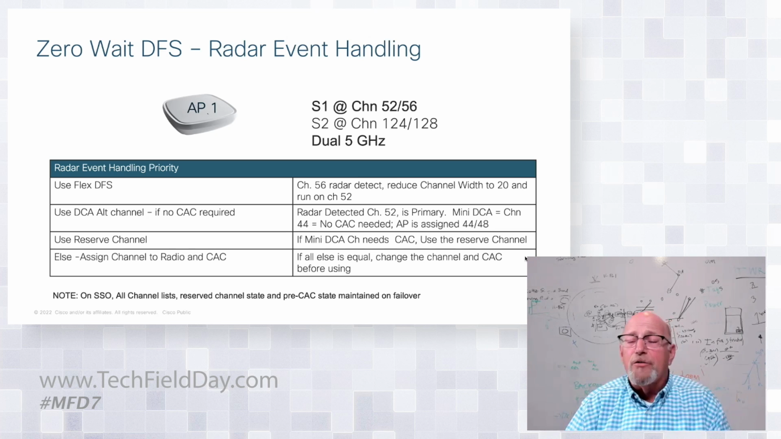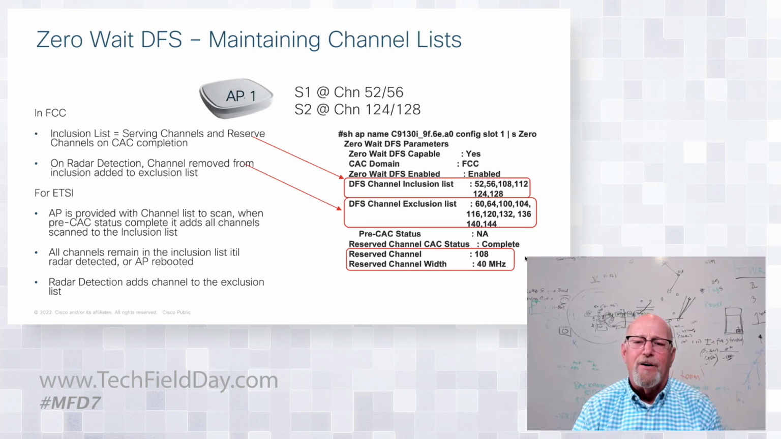I can use DCA, the alternate channel in DCA. If it's not a DFS channel, I'm going to switch to that immediately because that is the best channel for that AP's position to be on. If I'm going to use the reserve channel, well, then my mini DCA has already gone through that and decided that that is a good channel. It's been pre-CACed. I've got the reserve channel. I can switch to that and start operating probably before the clients can get there. Else, if none of those options are available to me to recover from a DFS channel, I'm going to go ahead and pick a channel and just sit and CAC on it.